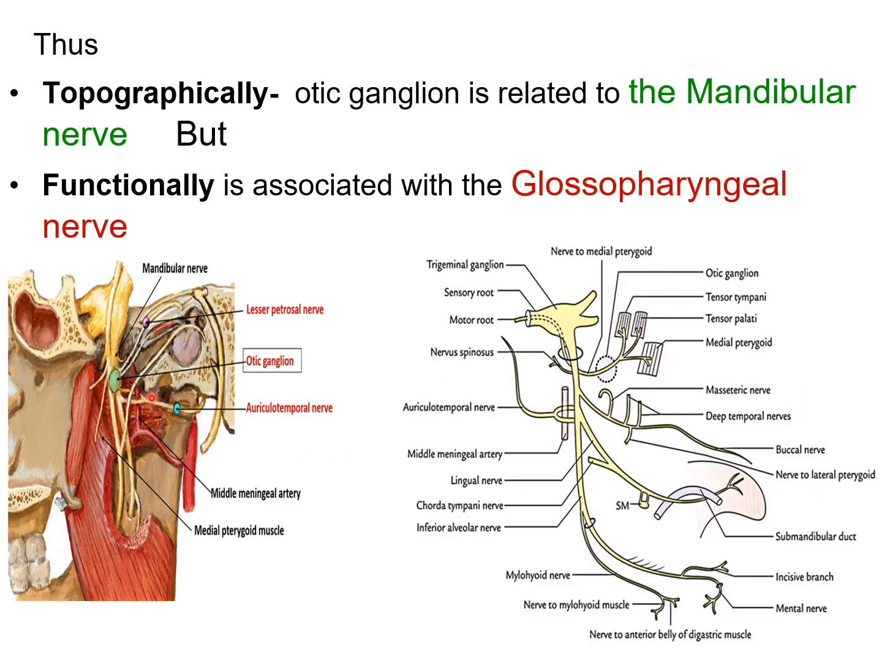So topographically it is related to the mandibular nerve, but functionally it is associated with the glossopharyngeal nerve. As we have seen and discussed in the previous slide, the mandibular nerve trunk is in close proximity to the otic ganglion. Topographically means situation wise. The otic ganglion situation wise is related to the mandibular nerve, but functionally it is carrying fibers from the glossopharyngeal nerve.